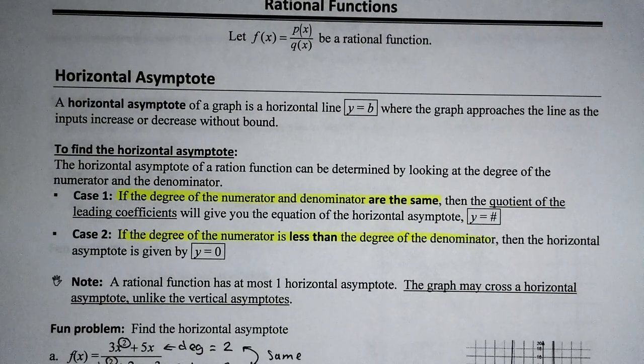Okay, so to find the equation of a horizontal asymptote, we are going to focus on looking at the degree of both the numerator and denominator of a rational function. If the degree of the top and bottom are the same, then the horizontal asymptote is given by the quotient of the leading coefficients. However, if the degree of the top is less than the degree of the denominator, then there's no way around it. The equation of the horizontal asymptote is given by y equals 0.